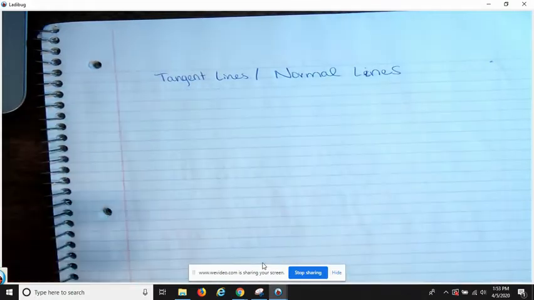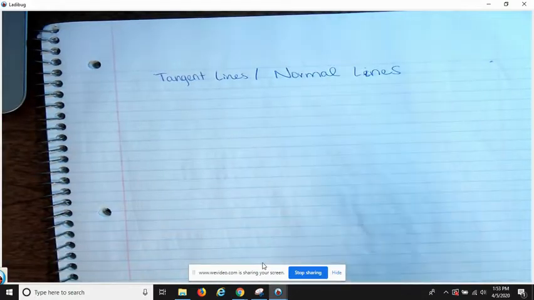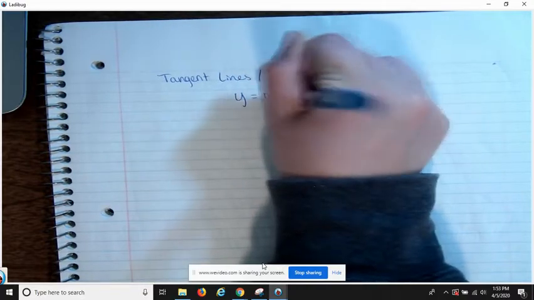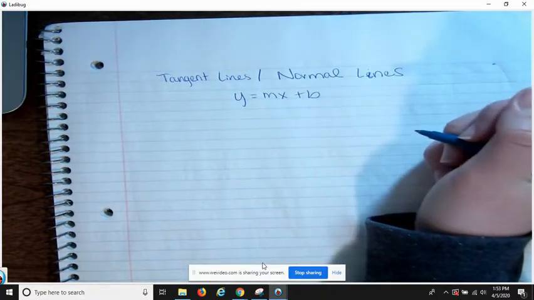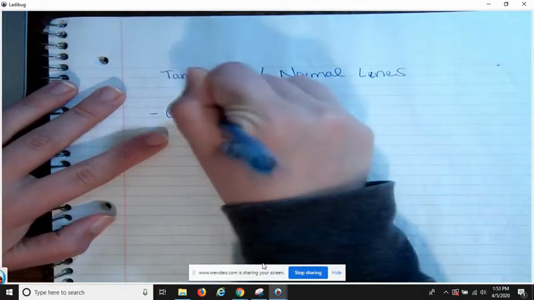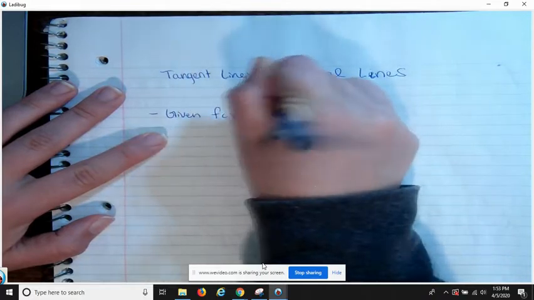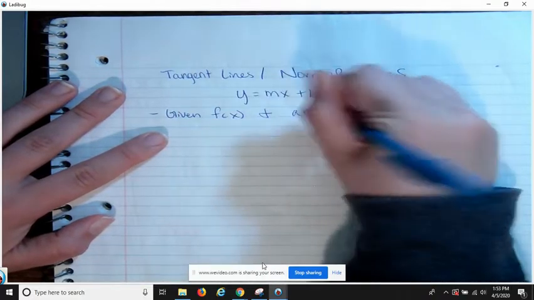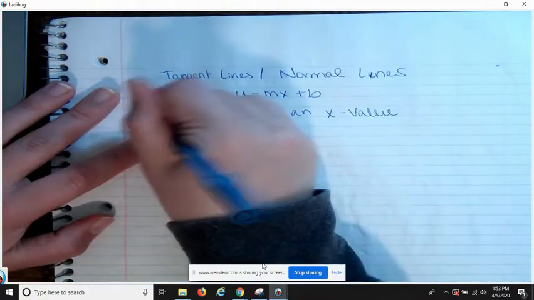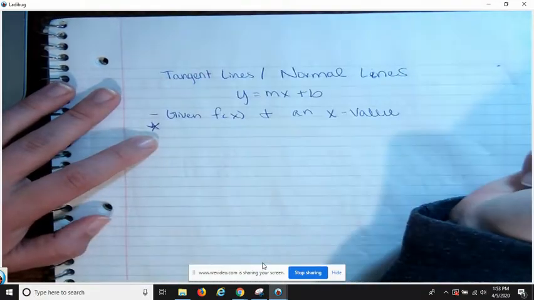Okay, so we're talking about tangent lines and normal lines. All right, so lines, remember, are going to be in the form y equals mx plus b. Okay, sometimes, but as we have learned, not always, you will be given f of x and an x value. But you guys know very well from the cognitive assignment that you don't always have to do that.